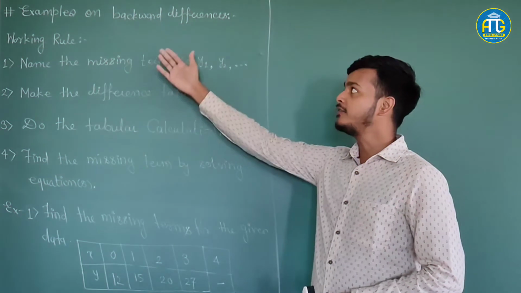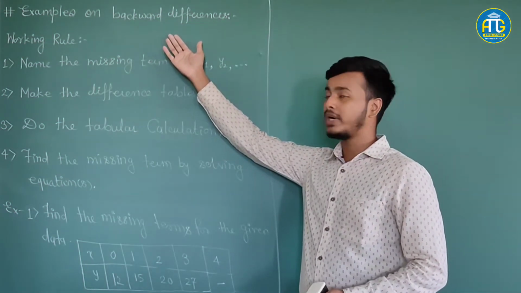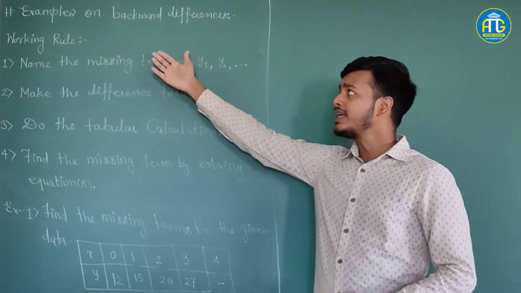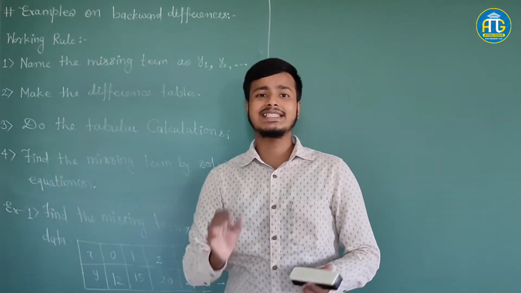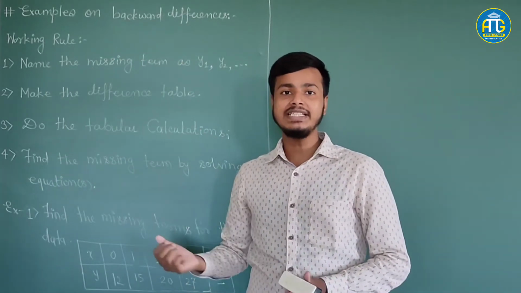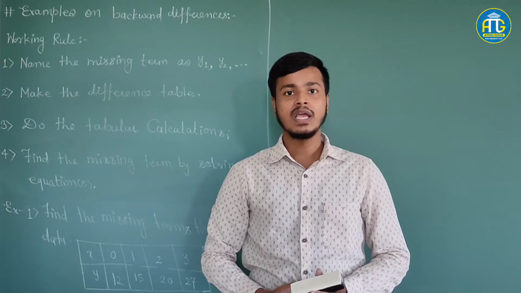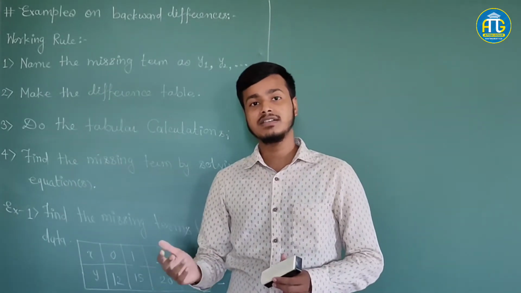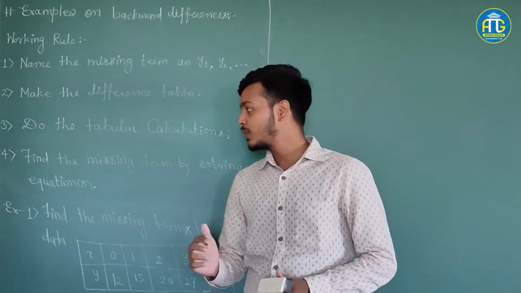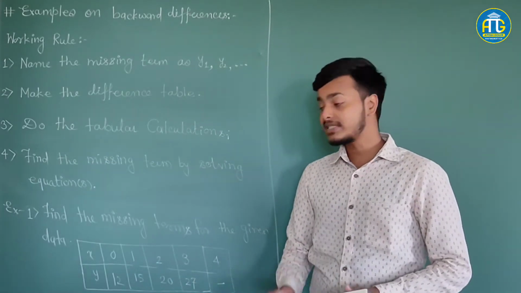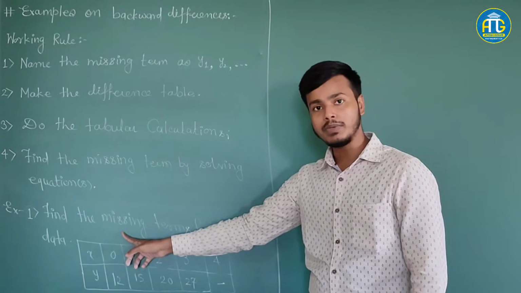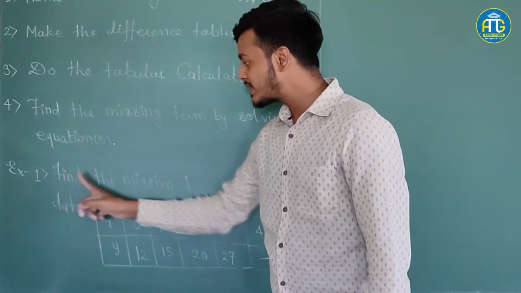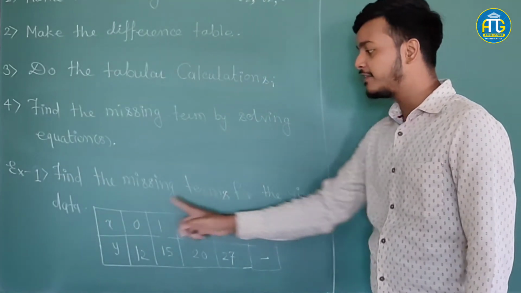So here we have the example on backward differences. As you can see, the working rule is exactly the same as in the forward differences. So we will adopt the same steps that we had in the last learning video. Without wasting much time, let us start with the problem. Problem number 1 says find the missing term for the given data.